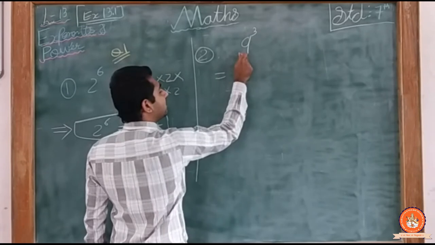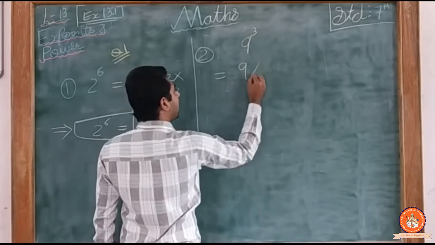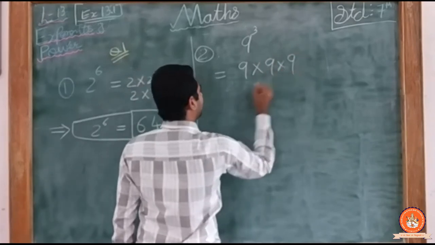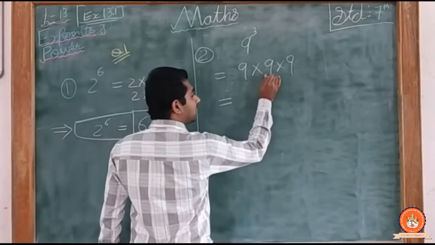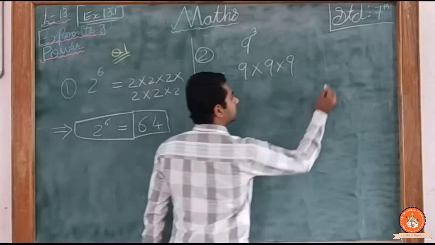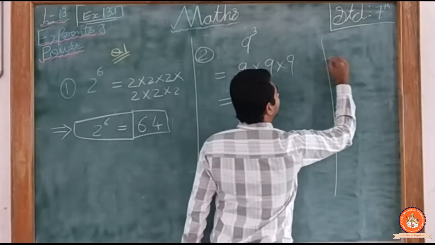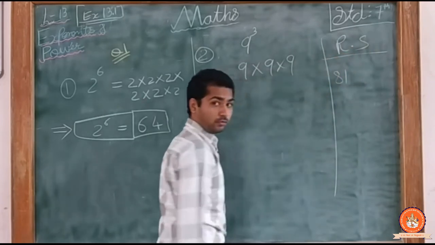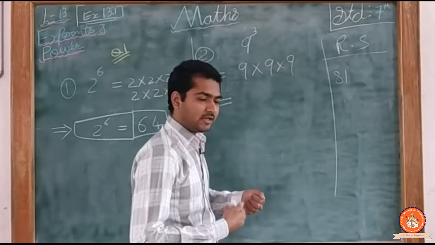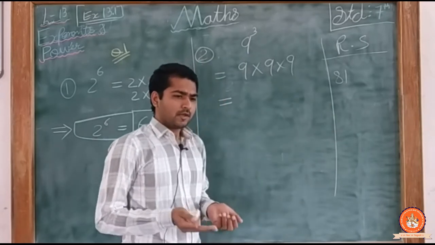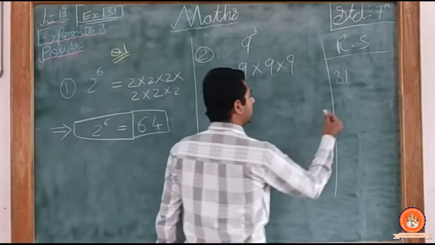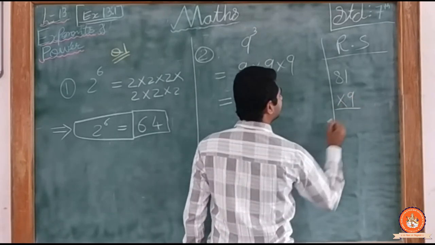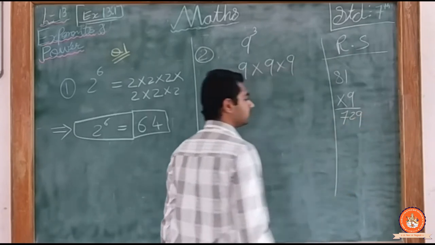Now the second question, 9 raised to 3. It means 9 is multiplied by 9, 3 times. 9 into 9 into 9. So what will we get as the answer? 9 nines are 81. 81 nines, we will do here on the rough side. You have to prepare a rough side, RS, in your notebook. If you want to multiply or divide any number, you can easily do it on your rough side. And when you are revising your sums, it will tell you how you did it. So 81 like this becomes 729. Correct?